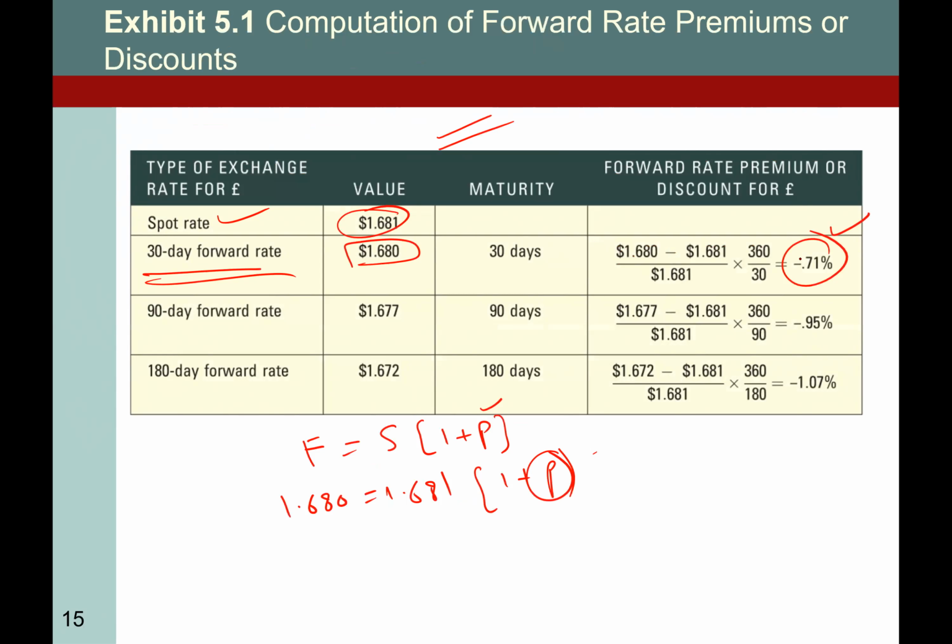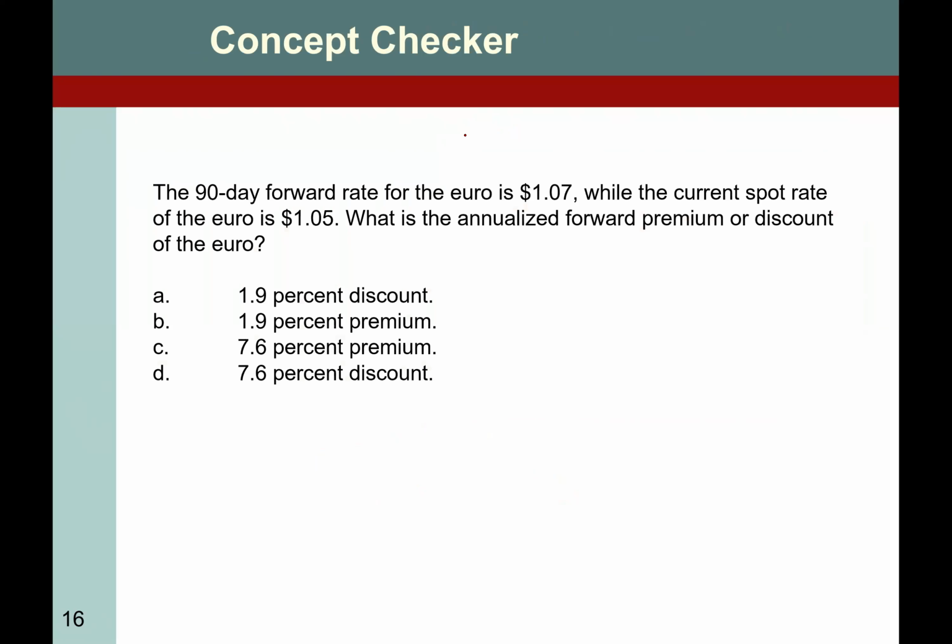You can also understand this negative as well because spot rate is greater than the forward rate. It means premium is negative, which means it's discount. Okay, the 90 days, you can see that it's more discount. Why? You see that the spot is greater than the forward. So do you understand where this discount and premium came from? It is just a rearrangement of this formula. That's it. So I'm going to give you 5 minutes to answer this question.